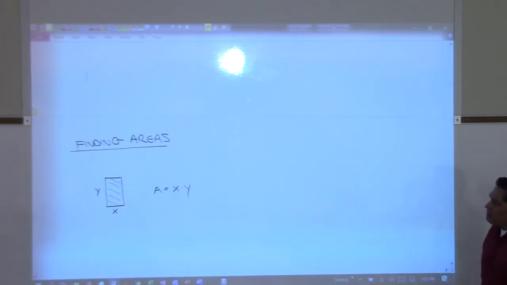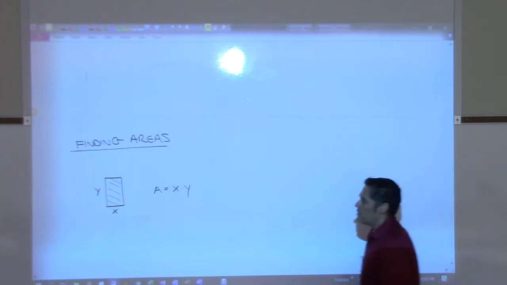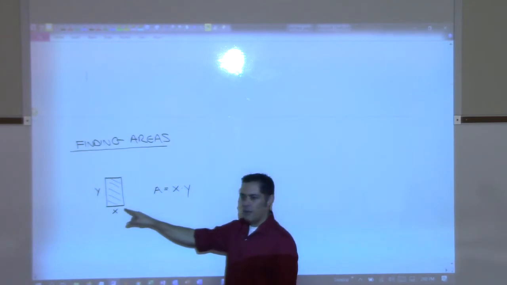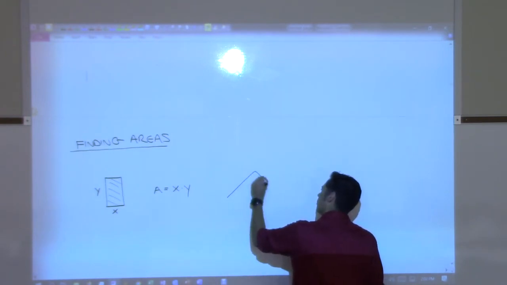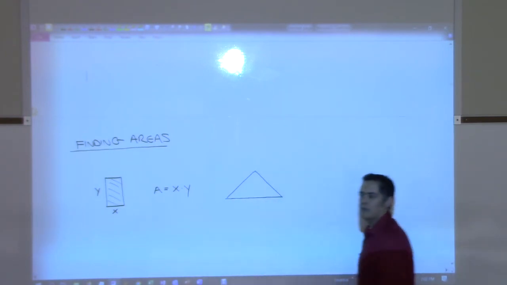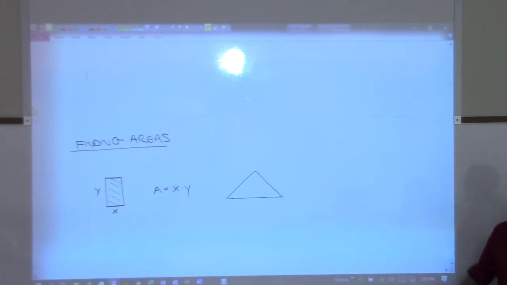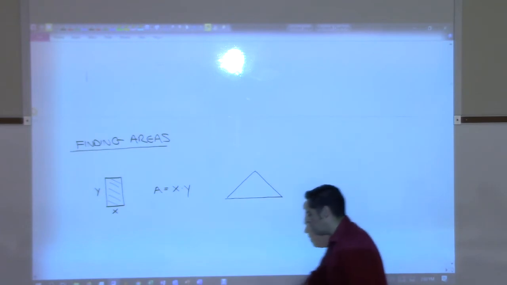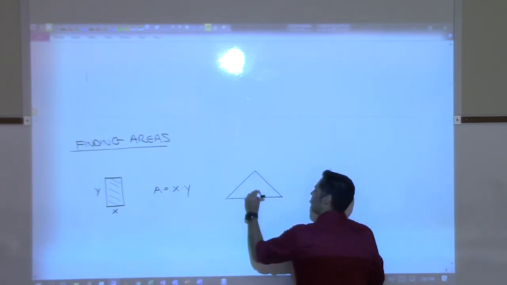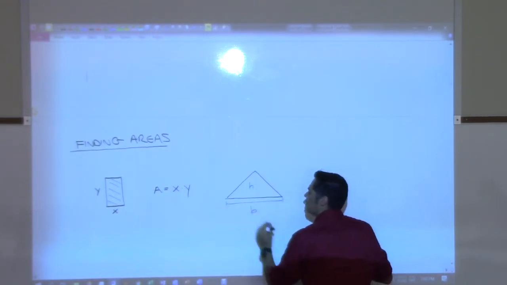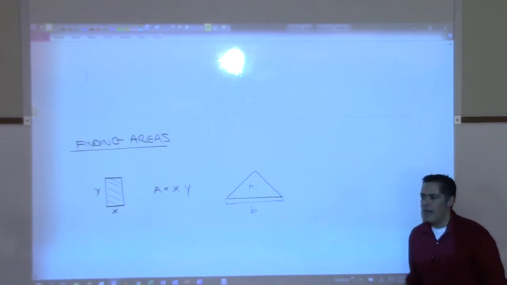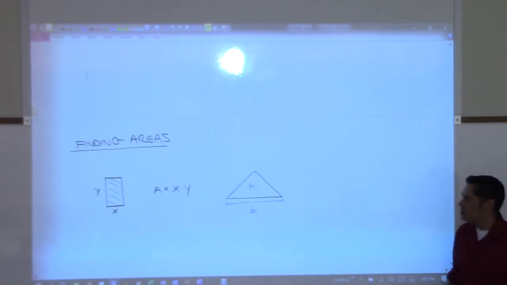Now, what happened is we said, all right, what if your shape doesn't look like this? What if it's a little more complicated? Like what if it's, I don't know, a triangle. What's the area of this? We all know the area of a triangle is what? One half base times height or something like that, right? Well, let's see where that came from. This is your height, and your base is the distance from here to here. So how is it that the area of that is one half base times height? Let's try and rationalize this.